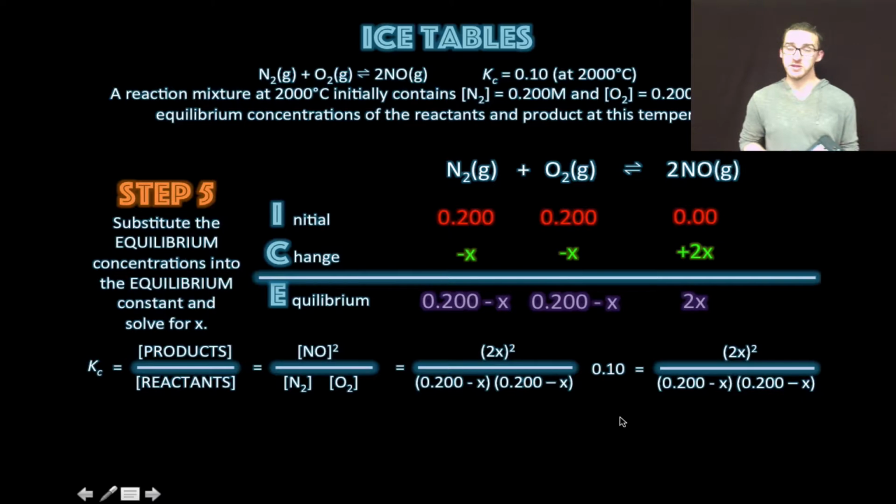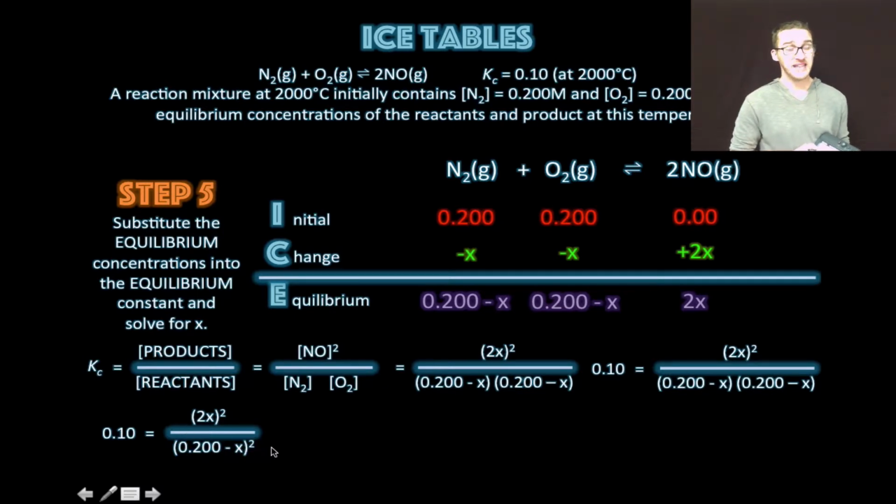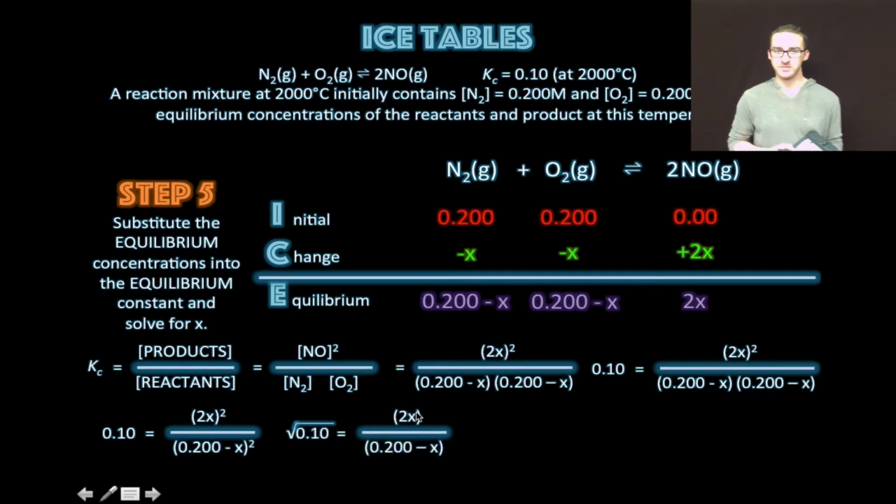Now it just becomes a fun algebra time. Recognize that if I multiply these two quantities together, I get 0.200 minus x squared. This results in a perfect square, sort of like me. In other words, if I square each side, square root of 0.1, that's going to result on the other side of the equation of 2x over 0.200 minus x. And perfect squares are an important thing to look for. Let's keep busting out the algebra.